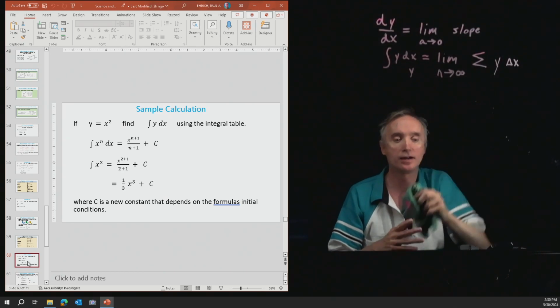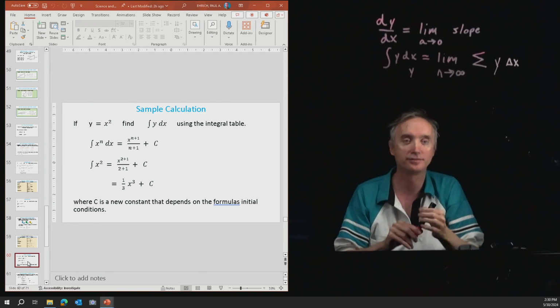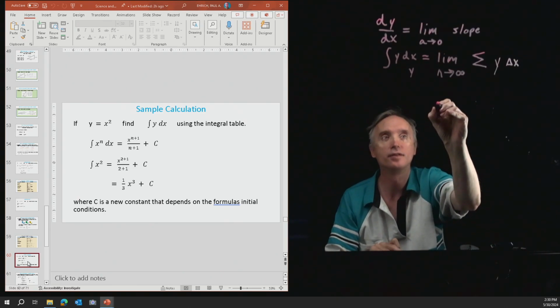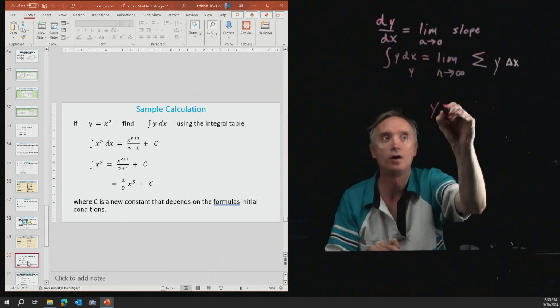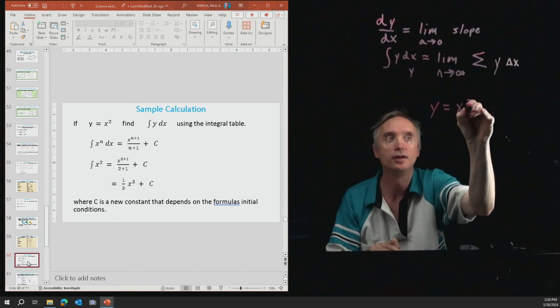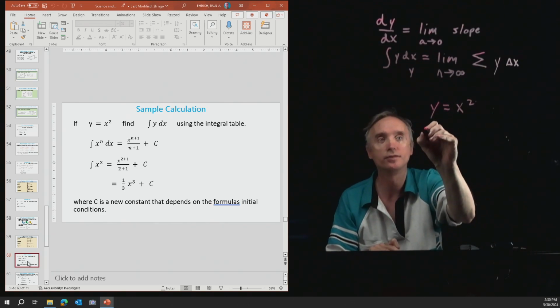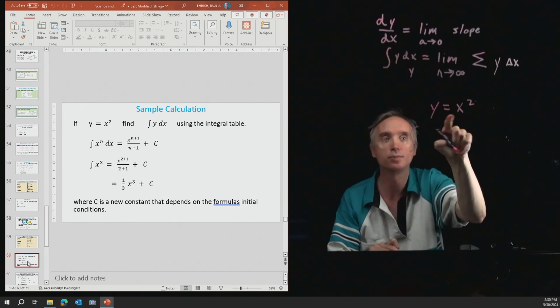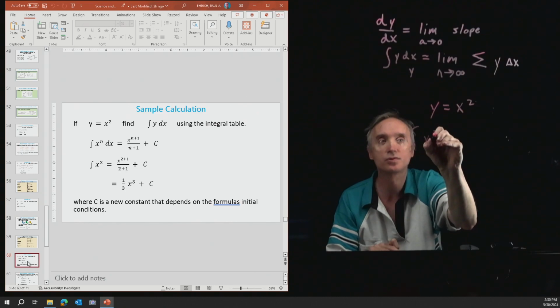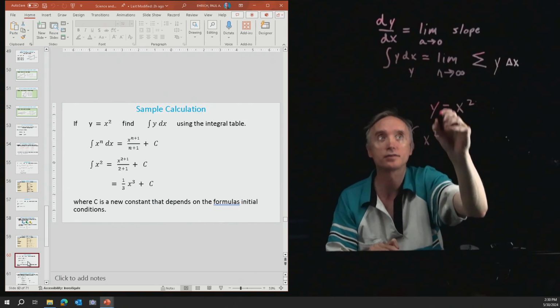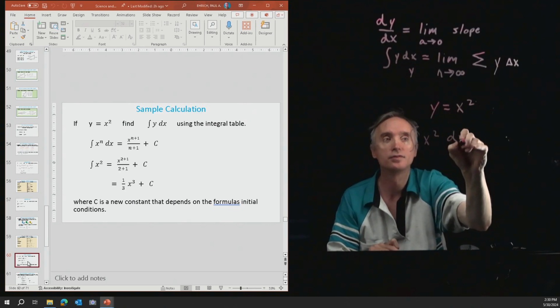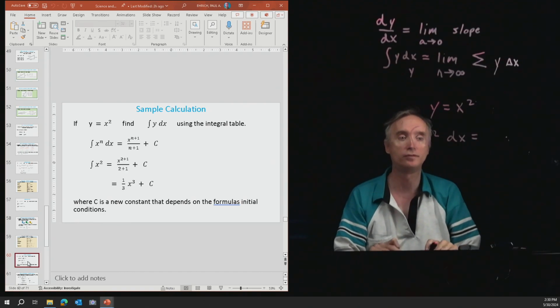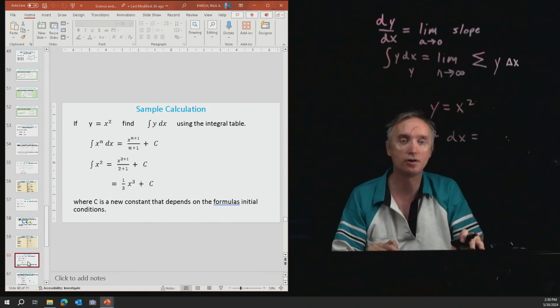All right, so back to our lecture here. So the formula that we want to analyze is y is equal to x squared. We want to find the integral of y, so let's plug in x squared and then dx. So that's the thing that we need to solve. Okay, so how are we going to solve it?